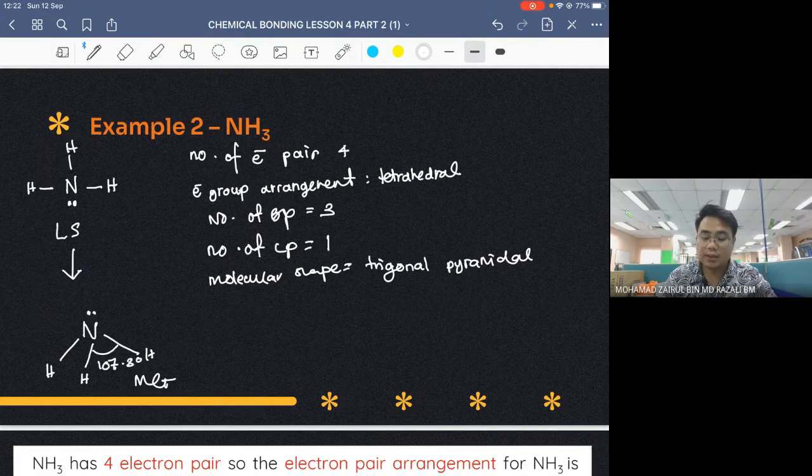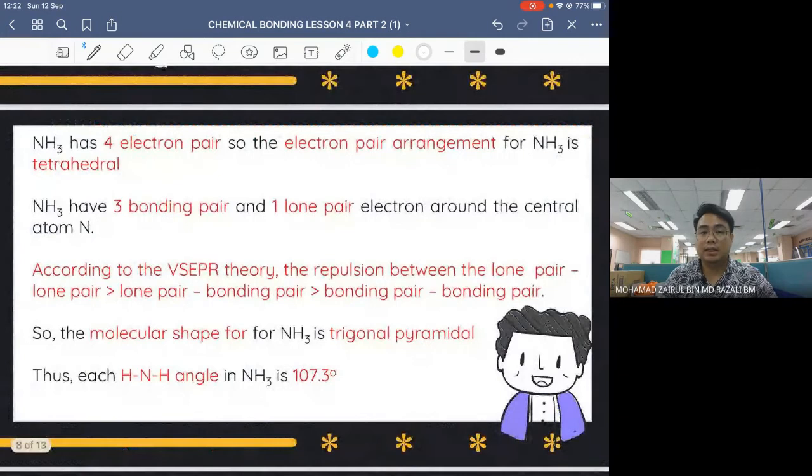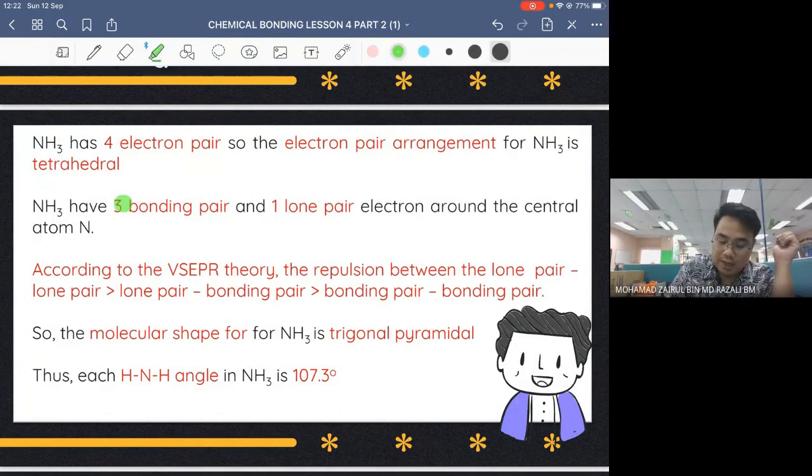So nak explain sama juga macam yang saya terangkan tadi. So ikut sahaja flow key point yang sebagai awal tadi. So NH3 have 4 electron pair. So the electron pair arrangement for NH3 is tetrahedral. So NH3 have 3 bonding pair, okay, and 1 lone pair, okay, around the central atom.